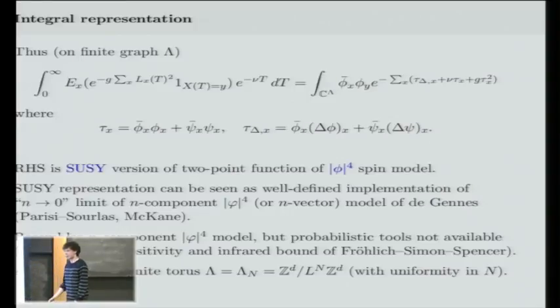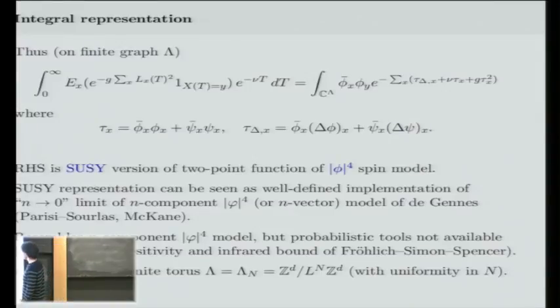Who was the first one to use the Grassmann variables in this context? Well, I think it was these. These were both 1980 papers. I think they found this independently. Yeah, de Gennes used the n equals 0 limit. And in fact, this n equals 0 limit is a common way to study this model in the physics literature.